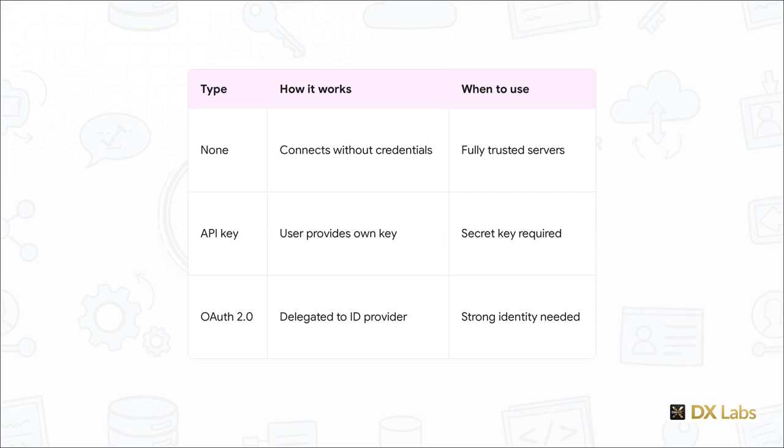Next up is API Key, which trusts the user's own secret. Here, each user provides their own key on their first use, which gives us this absolutely crucial user scope security. Finally, OAuth 2.0 is your strongest option. Instead of just trusting a password, the system actually delegates the authentication to an official identity provider to verify exactly who the user is. For any production workloads, API Key or OAuth 2.0 are your only valid choices. Now let's drill down into how those keys are actually delivered.